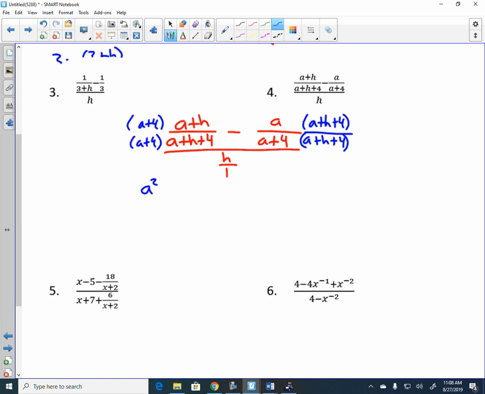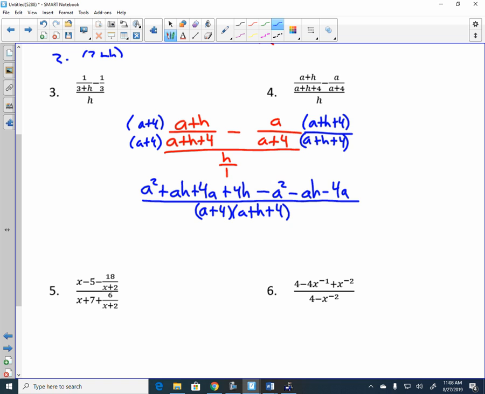A squared, ah, 4a, 4h, minus a squared, minus ah, minus 4a, all over a plus 4 times a plus h plus 4, all over h over 1. What do you notice?